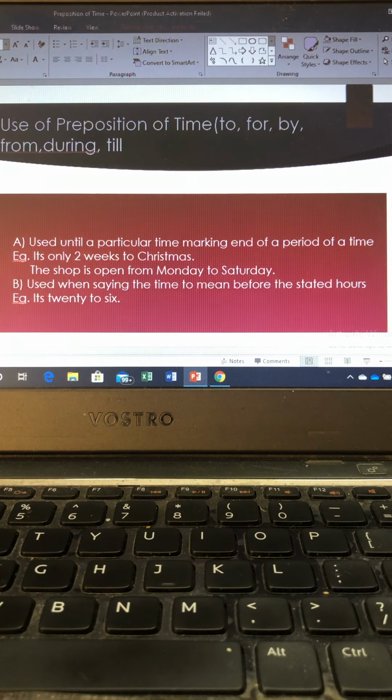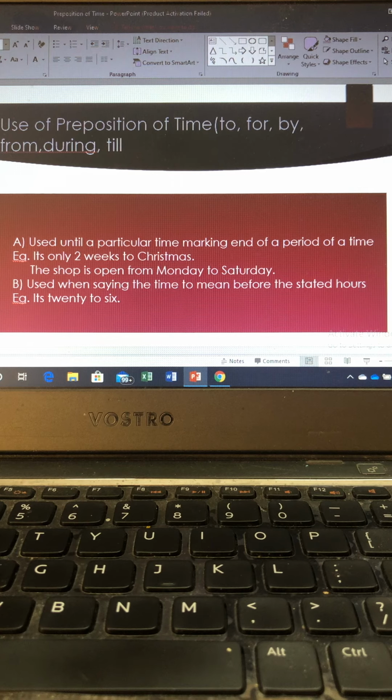So we begin with to. Today we will be doing to, for, by, from, during, till. So let's start with to. When do we use to? Now to is used until a particular time, marking the end of a period of time.